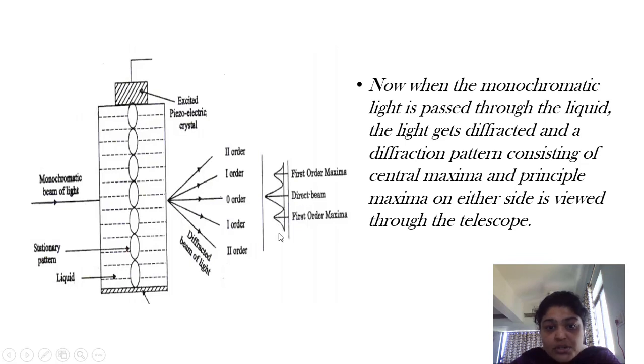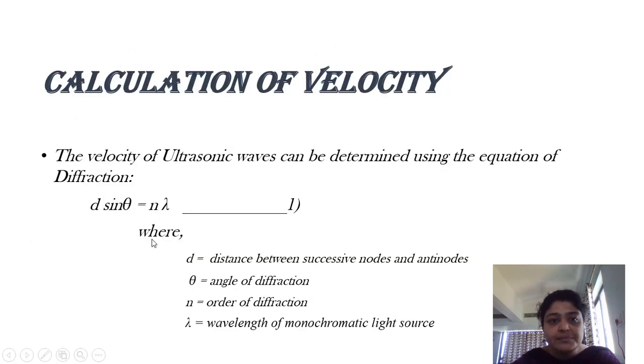This corresponds to the grating element. Depending upon the grating element, as I just showed you in the earlier diagram, this distance between either two antinodes or two nodes will be known as the grating element. How can we determine the velocity of ultrasonic waves using this?